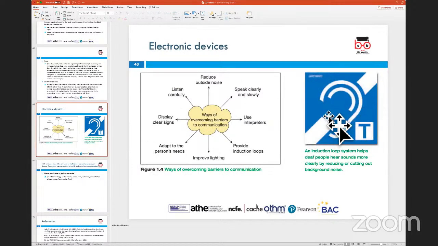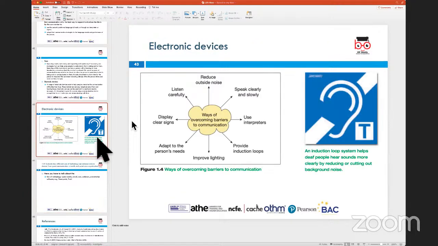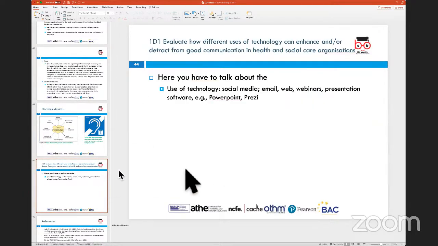An induction loop, for example, a hearing loop, is a technological solution which is used to overcome barriers, and then do a bit of research and reading to be able to do this particular task, which is evaluation. That means you have to think creatively, pick up a piece of technology like an induction loop or any of these that I've displayed here, and then talk about how this would enhance or do away with any sort of barrier that we see within a health and social care organization. And that should allow you to complete this particular assessment criteria, which is for distinction.